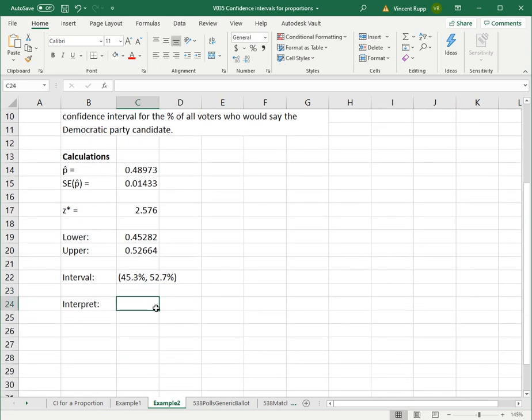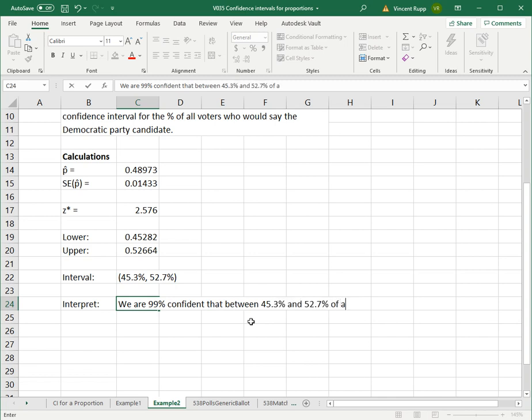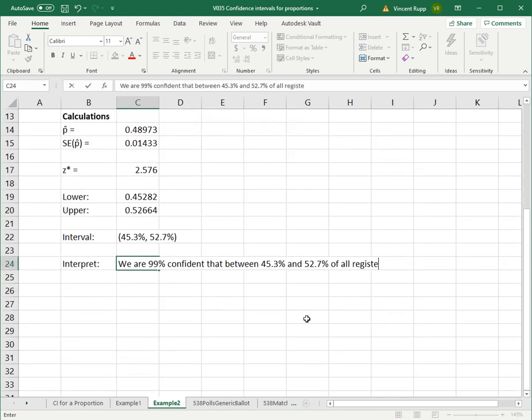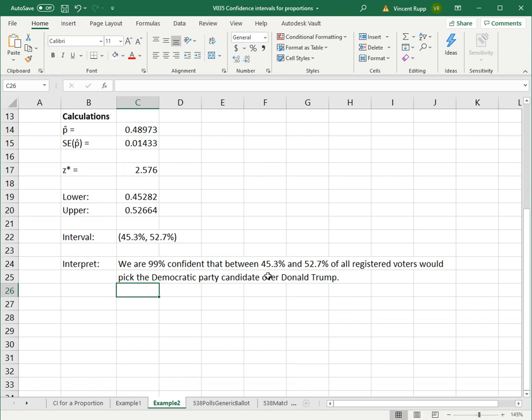And then we want to interpret this interval. What does this mean? So we would say we are 99% confident that between 45.3% and 52.7% of all, and this was a survey of registered voters, would pick the Democratic Party candidate over Donald Trump. So there you go. It's an interval estimate. Here is your interval. Here's your confidence level. And you've included the context of the situation here.